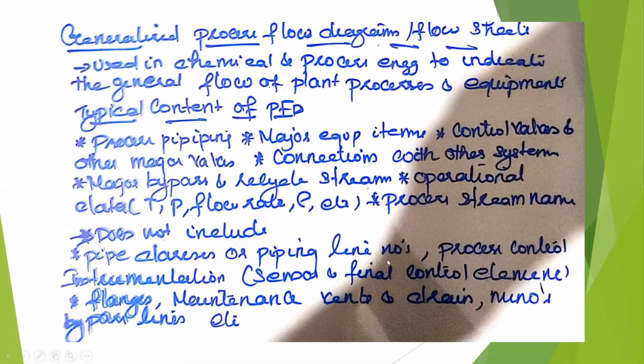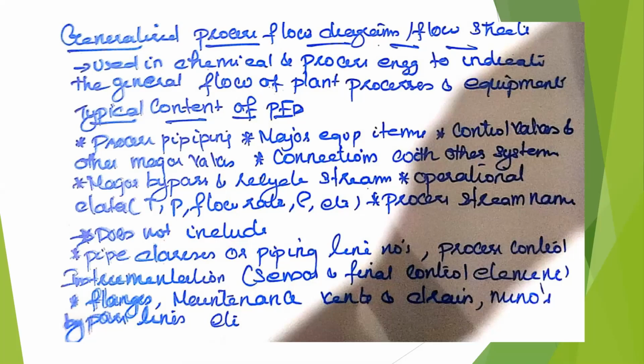And then connection with other systems, major bypass and recycle streams, operational data, and process stream names. All these will be present in the process flow diagram. What will not be included in this process flow diagram are pipe classes, as different types of pipes will be present. So pipe classes like piping line numbers, process control instrumentation, the sensors, final control elements, flanges, maintenance vents and drains, and bypass lines will not be mentioned in this process flow diagram.